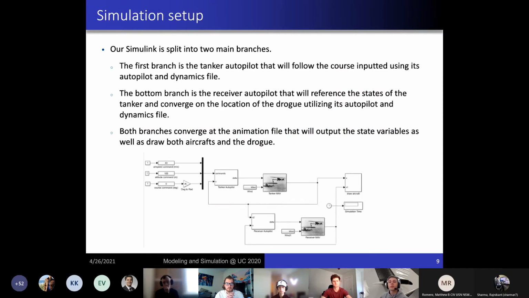And so for our Simulink setup, it's similar to what we developed throughout the class for the tanker dynamics and autopilot, but then you can see it's looped around back into the receiver as well as animation, and then they're both animated at the same time.